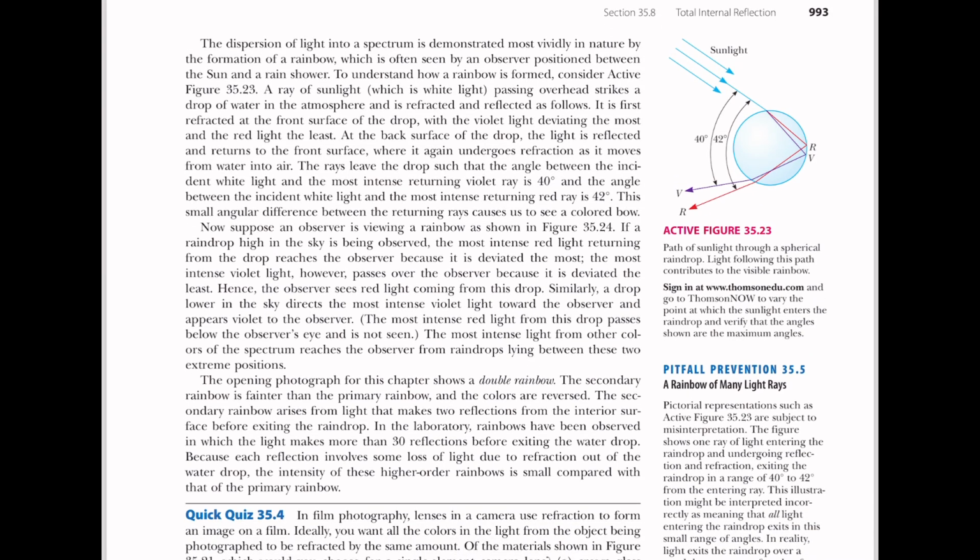Let's keep reading. If a raindrop high in the sky is being observed, the most intense red light returning from the drop reaches the observer because it is deviated the most. The most intense violet light, however, passes over the observer because it is deviated the least. Hence, the observer sees red light coming from this drop. Similarly, a drop lower in the sky directs the most intense violet light toward the observer and appears violet to the observer. The most intense red light from this drop passes below the observer's eye and is not seen. The most intense light from other colors of the spectrum reaches the observer from raindrops lying between those two extreme positions.